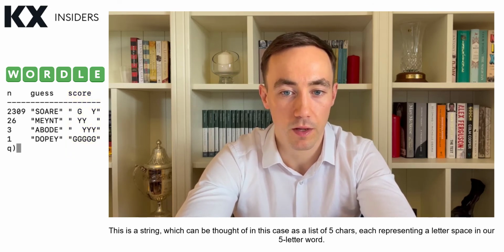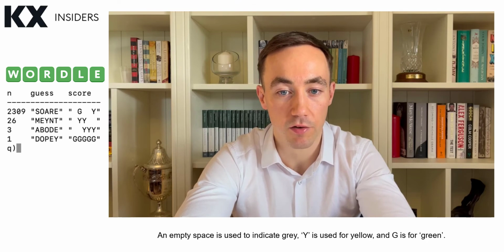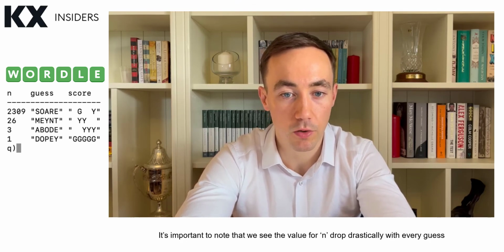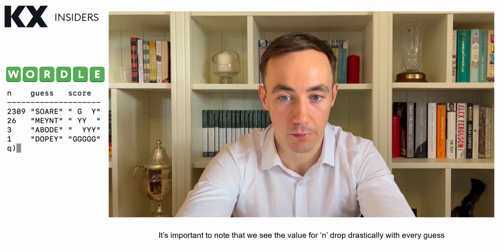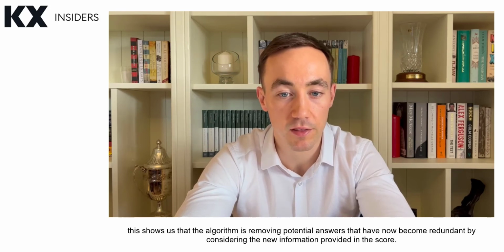This column holds all the information needed to select our next word of interest. This is a string, which can be thought of in this case as a list of 5 chars, each representing a letter space in our 5-letter word. An empty space is used to indicate grey. Y is used for yellow and G is for green. It's important to note that we see the value for n drop drastically with every guess. This shows us that the algorithm is removing potential answers that have now become redundant by considering the new information provided in the score.